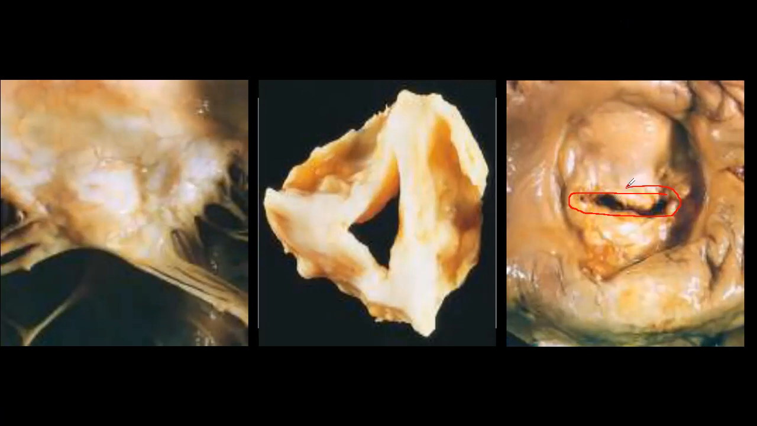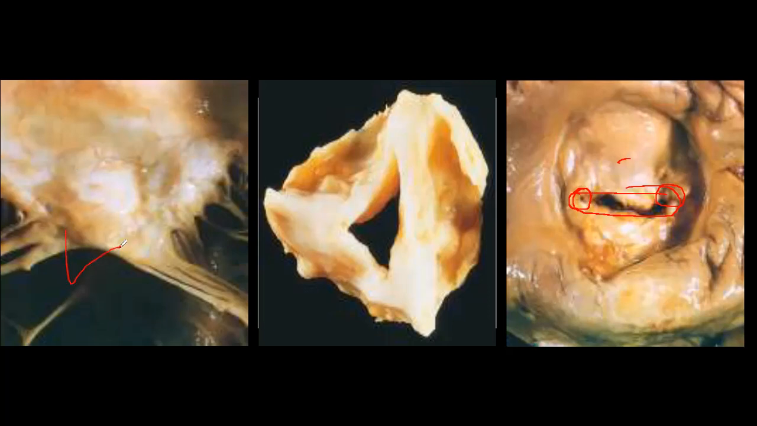So this is mitral stenosis with diffuse fibrous thickening and distortion of the valve leaflets. So there is commissural fusion. You can see the valvular commissures are fused, with commissural fusion, thickening and shortening of the chordae tendineae.